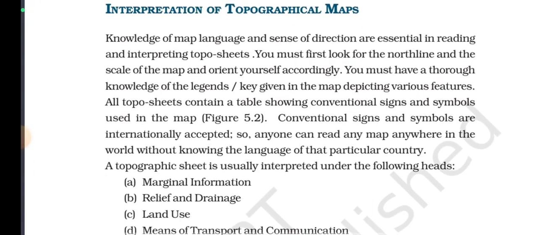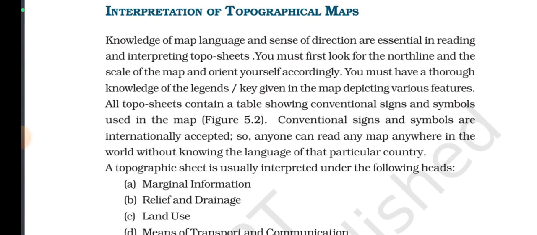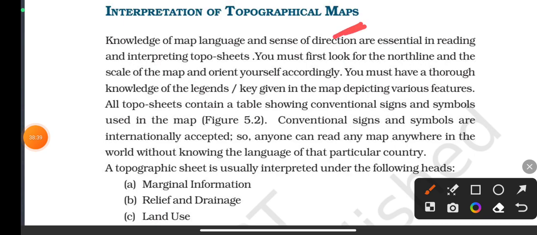Now interpretation of topographical maps. अब इंटरप्रिटेशन कैसे करना पड़ता है. Knowledge of map language and sense of direction are essential in reading and interpreting toposheets, right. So direction is very important and language of map. You must first look for the north line. It is always on the upper direction, and the scale of the map is very important, and orient yourself accordingly.